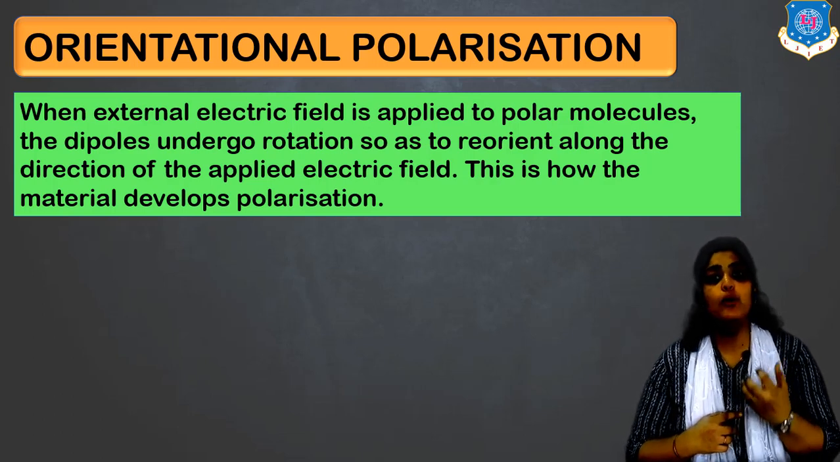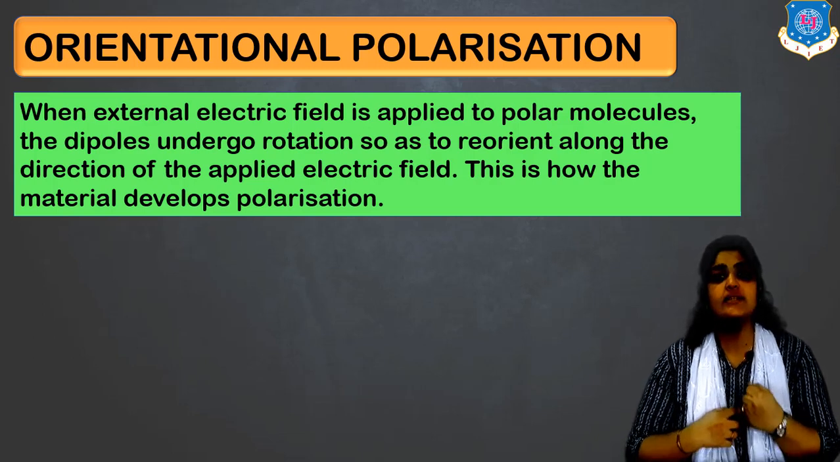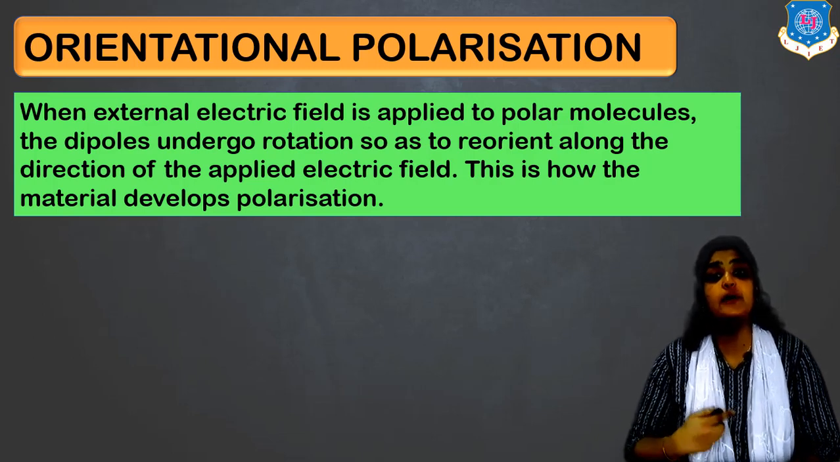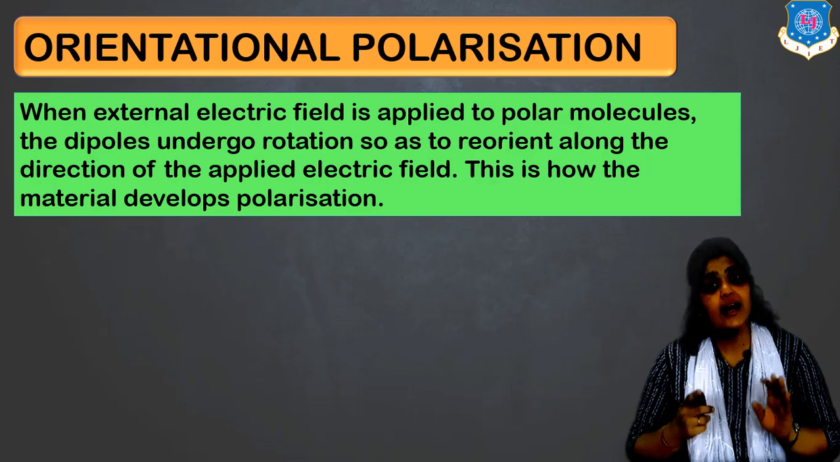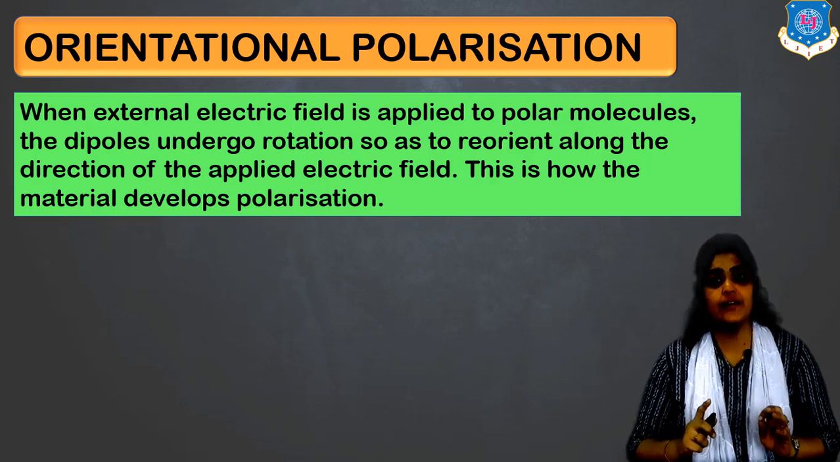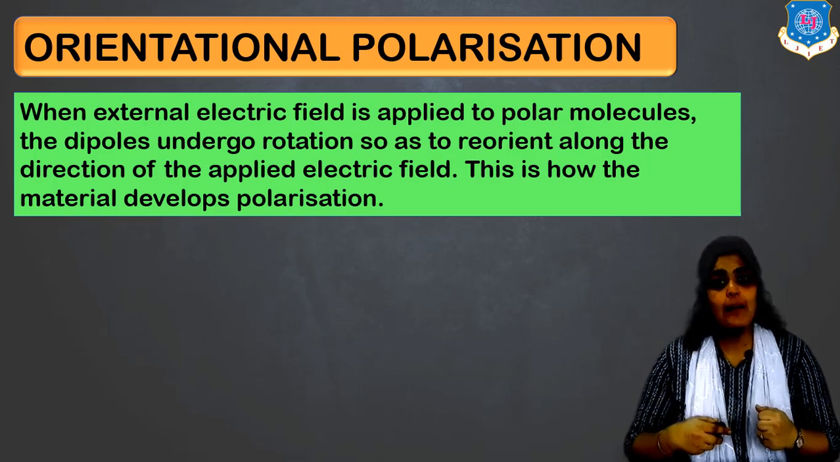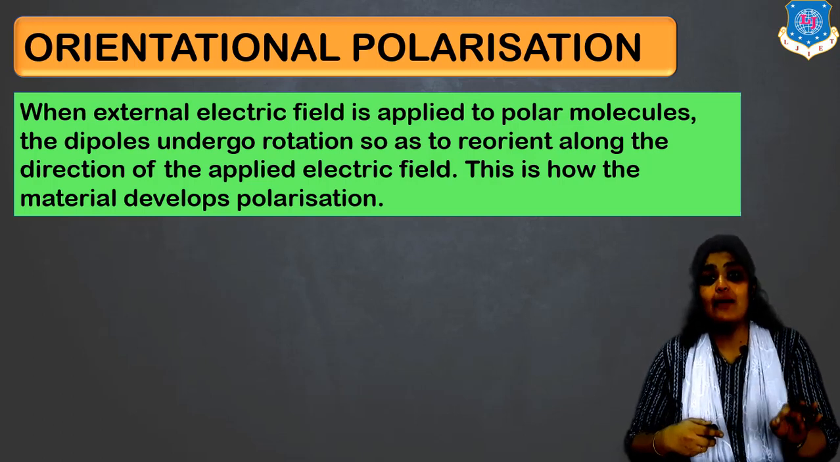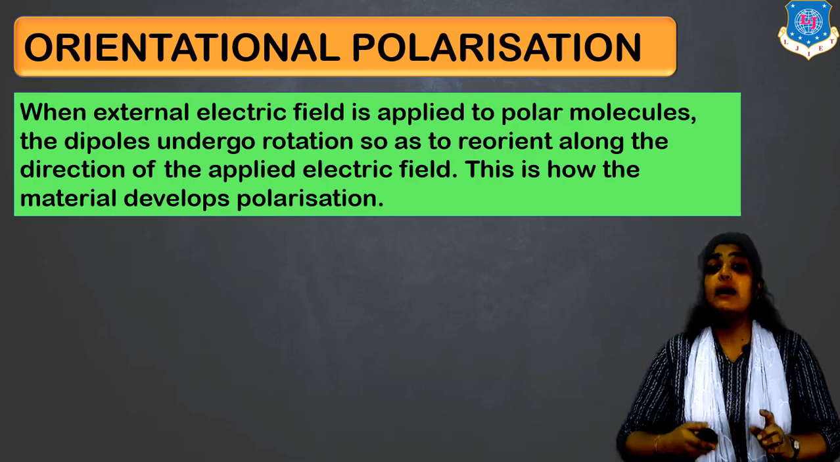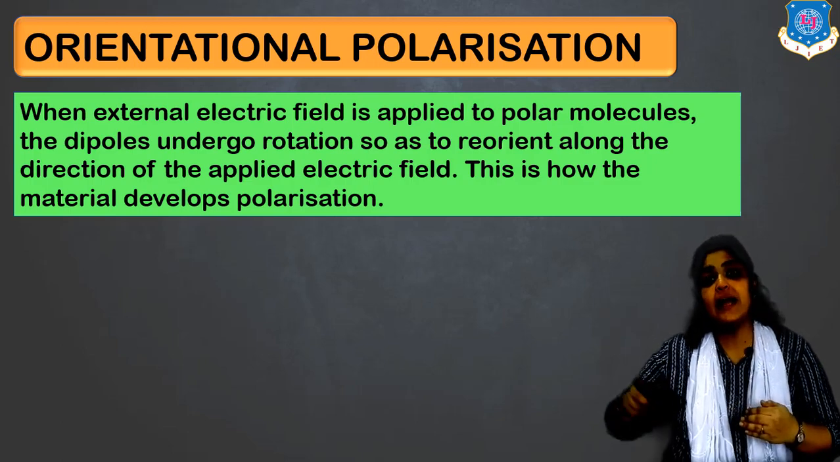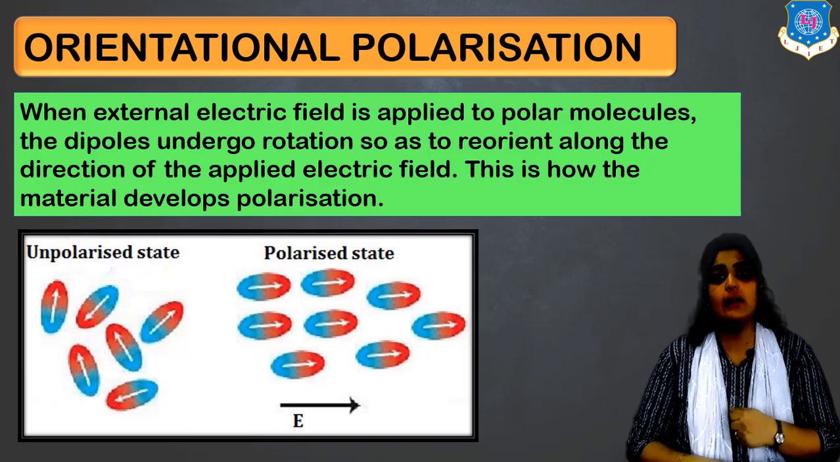Now, we know that polar molecules or polar dielectrics are materials which have permanent dipoles, which have dipoles even if there is no electric field. But the dipoles are randomly oriented. So what will happen in this case? The net dipole moment would be 0. But what happens when an electric field is applied to such materials? Let's see with the help of a diagram.